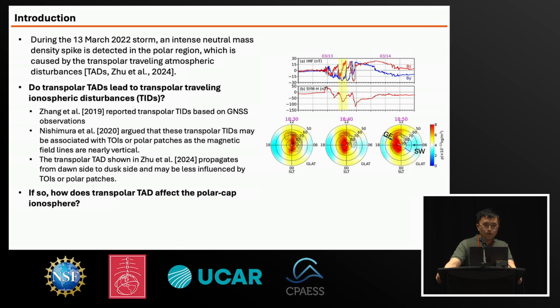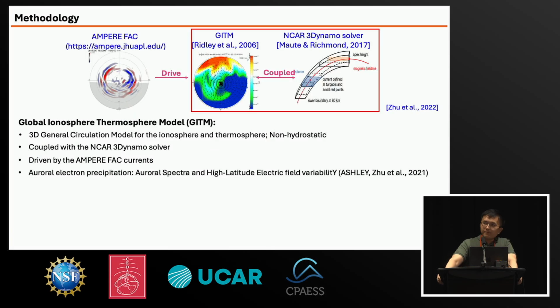If so, then another question we ask is how do these transporter TADs affect the polar cap ionospheric density structures? The simulation we made just utilizes the field line current to drive the global ionosphere thermosphere model. We couple the NCAR 3D electrodynamo model to facilitate this coupling. The aurora precipitation is specified by the Imperial model that is a function of IMF and solar wind conditions called ASHLE, which stands for the Aurora Spectrum and High Latitude Electric field variability.